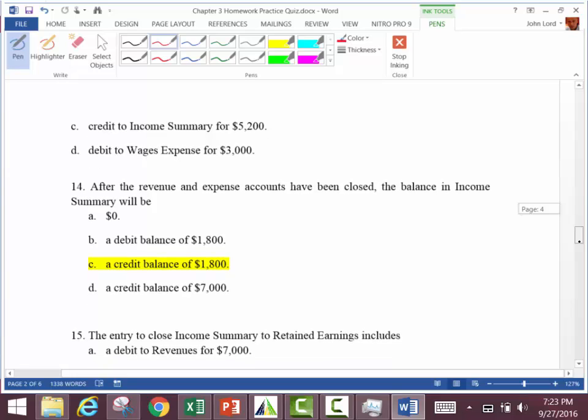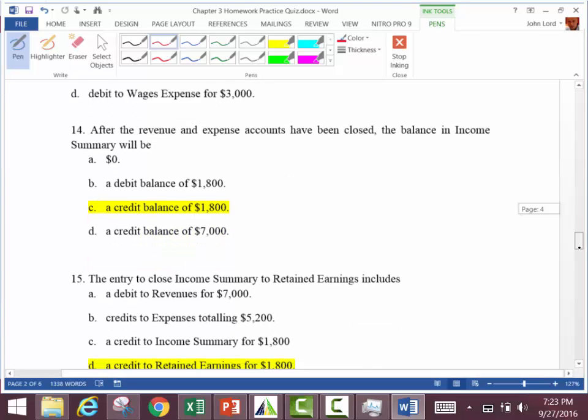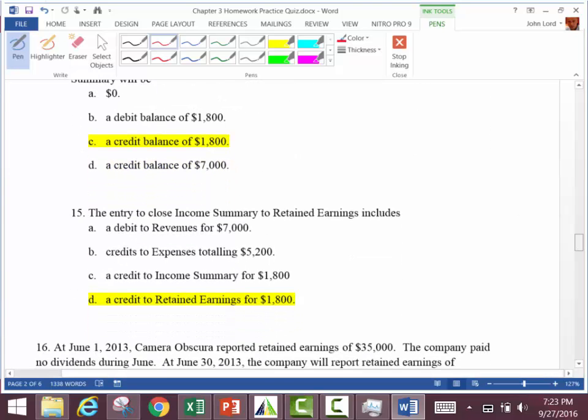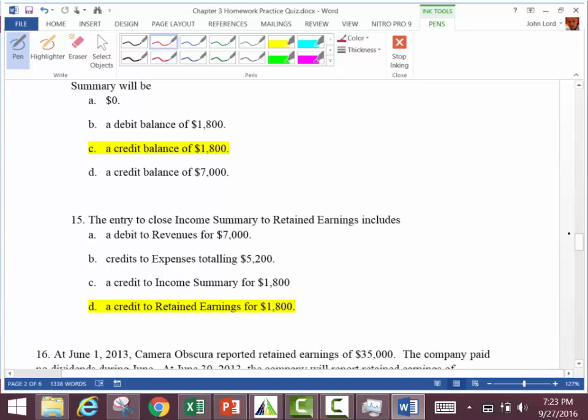After the revenue and expense accounts have been closed, the balance in the income summary, we got that. Number 15 now. The entry to close income summary to retained earnings included a credit to retained earnings of 1,800.